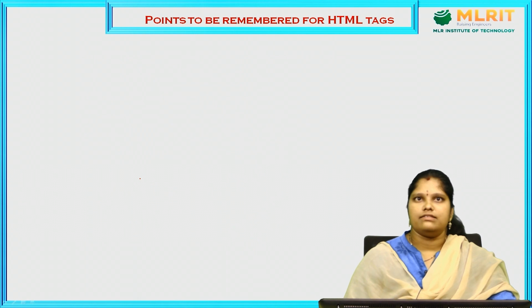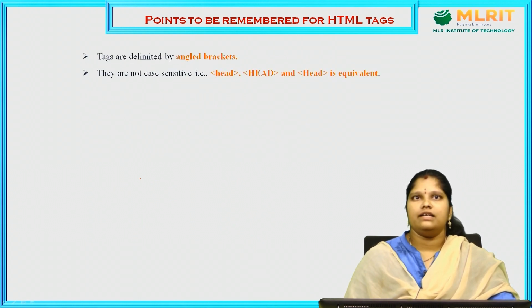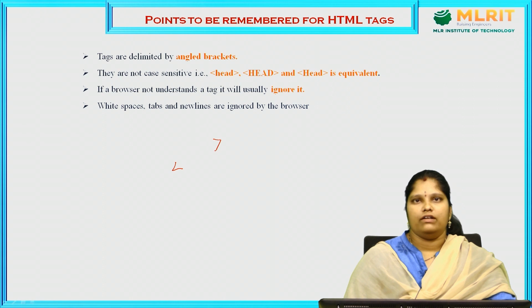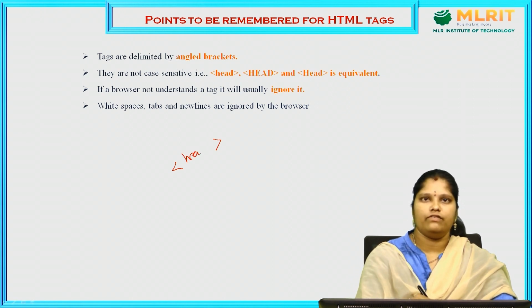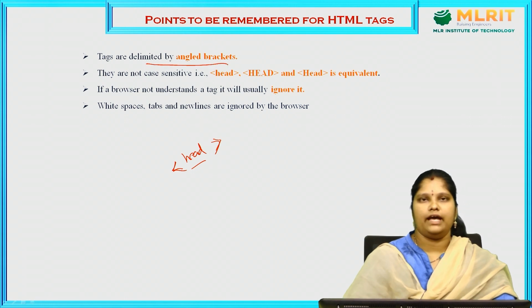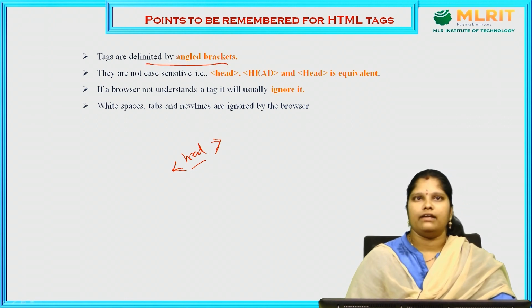And next one is points to be remembered for HTML tags. HTML tags are delimited by angle brackets. Already we discussed HTML tags. Each and every HTML tag is delimited by or surrounded by angle brackets. For example, the head tag, this keyword is surrounded with angle brackets. And next one, they are not case sensitive.